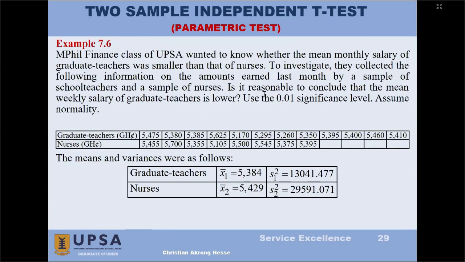That's the assertion that the average salary of graduate teachers is less than that of nurses. So we wish to test this assertion at 0.01 level of significance. The sample size of graduate teachers is 12, and that of nurses is 8.